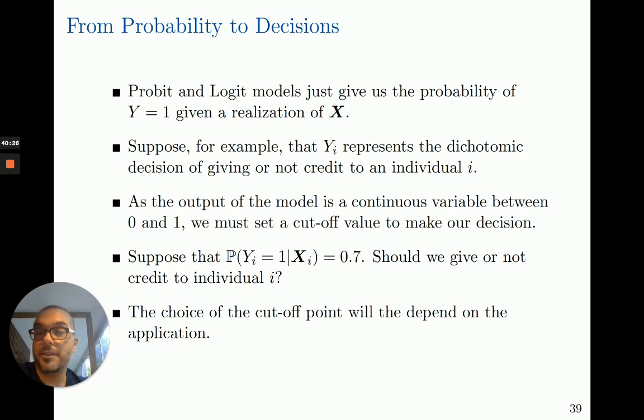So if the probability is above 0.6, give credit. If it's below, do not give. But you can be more strict. Only if the probability is 0.9. So you have to decide, and that's user defined. There's nothing that we can pick from. It's not something that the model will give us.